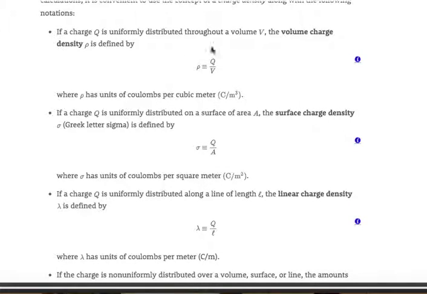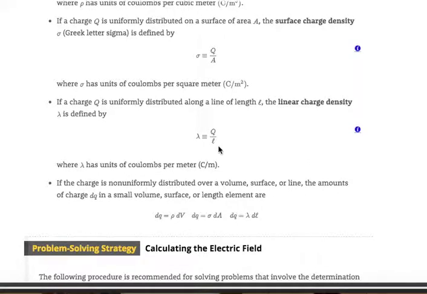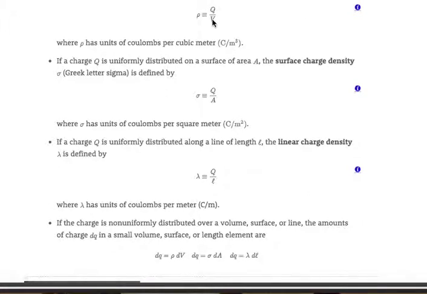We do define volume charge density as charge per unit volume, surface charge density is sigma, which is charge per unit area, and lambda is charge per unit length. We also use these same variables to indicate mass per unit volume, mass per unit area, and mass per unit length when doing mechanics. So you should be familiar with those three.